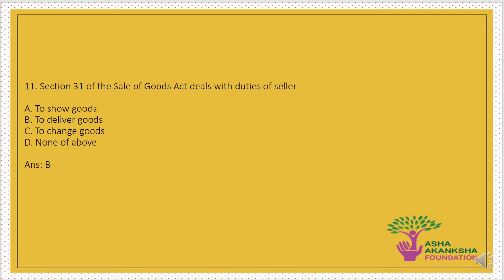The next question is, Section 31 of the Sales of Goods Act deals with duties of a seller, blank. The options are A, to show goods, B, to deliver goods, C, to change goods, or D, none of the above. The correct answer to this question is option B, that is, Section 31 of the Sales of Goods Act deals with the duties of a seller to deliver goods from one person to another.